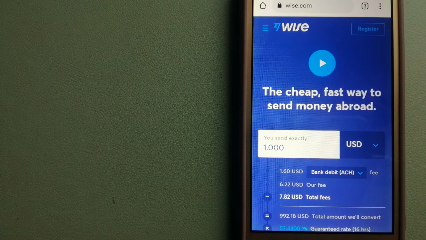We are going to talk about three ways to send money if you are in Chile and you want to send money to Myanmar. Why do we have to send money overseas? There are a lot of reasons for that.